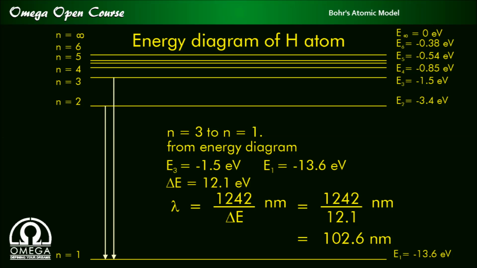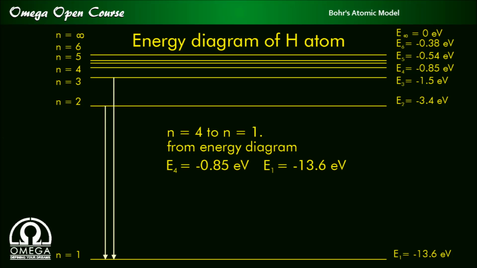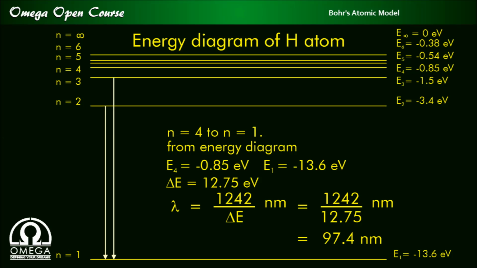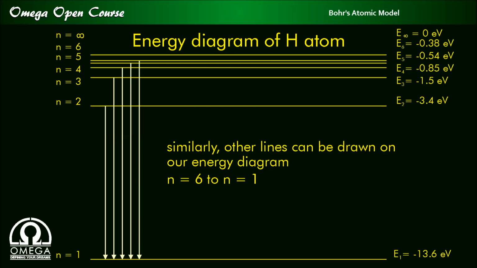For transition of electron from n is equal to 4 to n is equal to 1, E4 is equal to minus 0.85 electron volts and E1 is equal to minus 13.6 electron volts. The value of delta E is equal to 12.75 electron volts. Therefore lambda is equal to 1242 by 12.75, which is equal to 97.4 nanometers, and the line on the energy diagram is as shown. Similarly, other lines can be drawn on our energy diagram. This is the line for transition from n is equal to 5 to n is equal to 1, and this is the line for transition from n is equal to 6 to n is equal to 1.